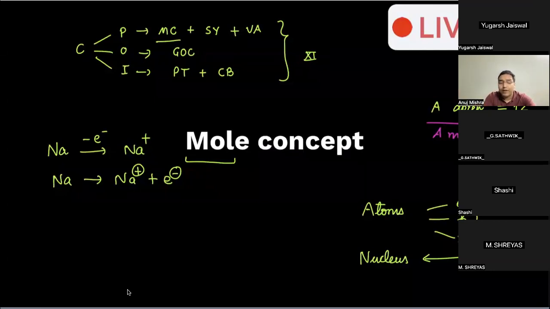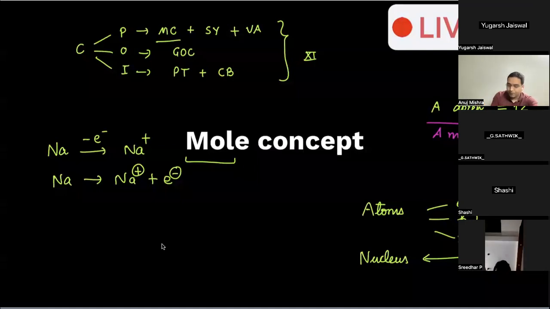Any number of things. It is as simple as that. Don't make it complicated. A dozen is 12 things, so a mole is any number of things. What is this number? It's a very big number, 6.022 times 10 to the power 23. Is it clear? Complete your question.